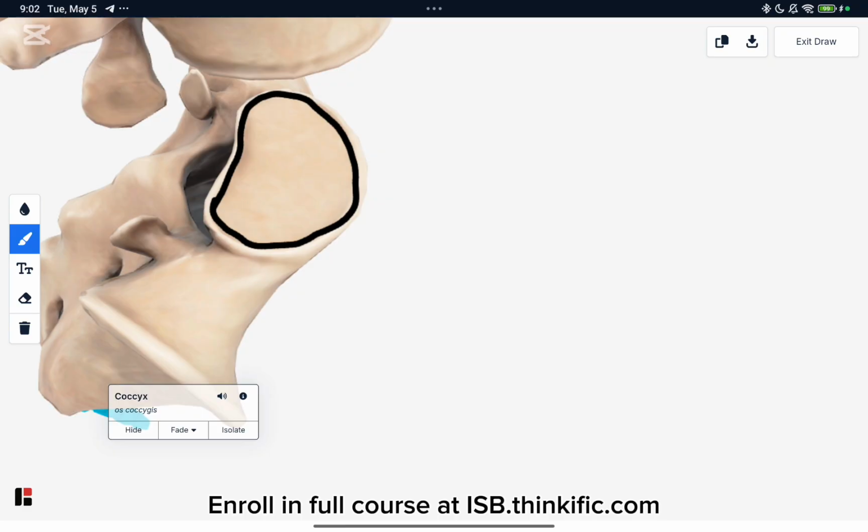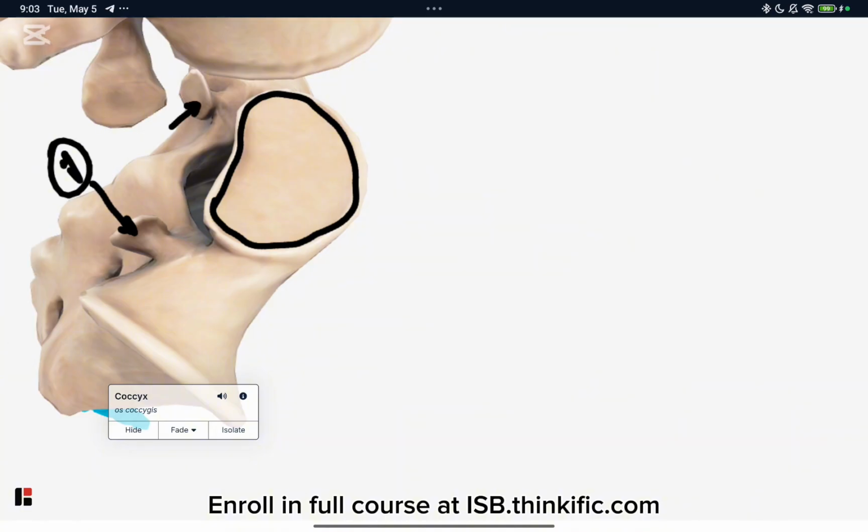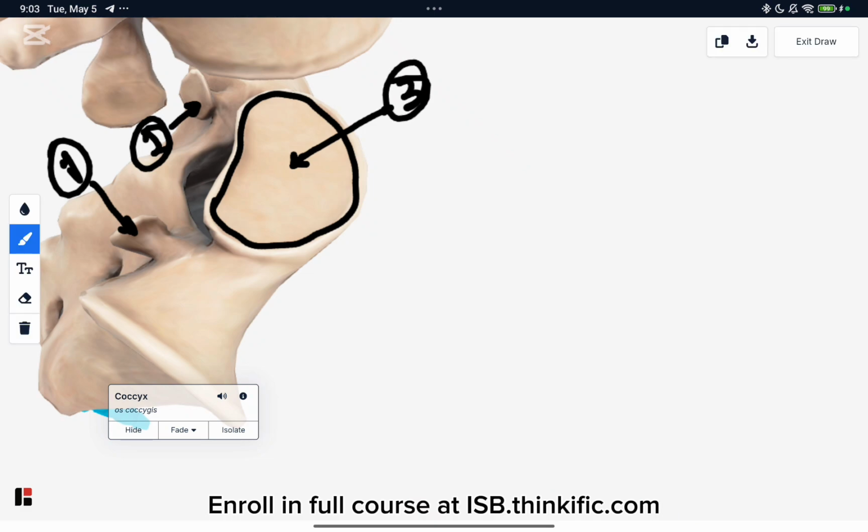There is a joint created here, that's 1. A joint created here, that's 2. And finally a joint created here, that's 3. So there are a total of 3 joints between L5 and the sacrum.